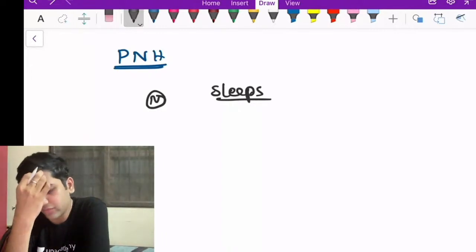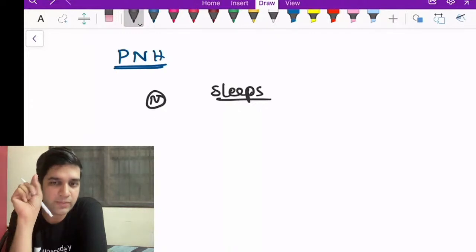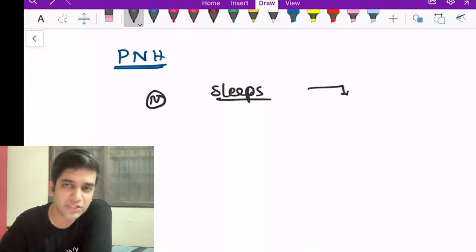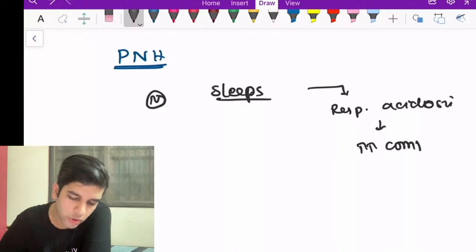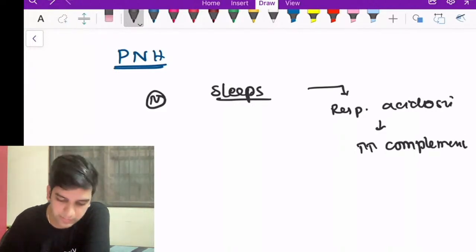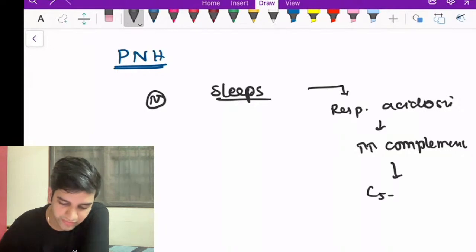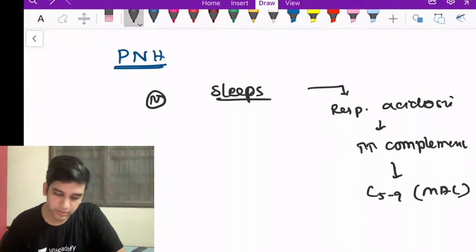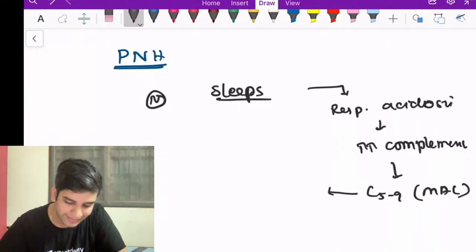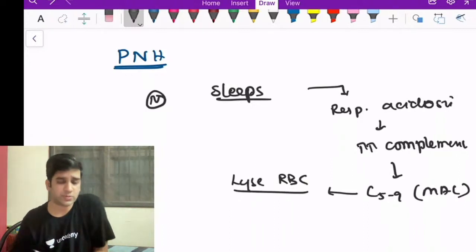So what happens is, I will have a reversible respiratory acidosis. This acidic environment will activate complement. So when complement gets activated during sleep, this person will have C5 to 9, the MAC complex. See, complement is a plasma protein, so obviously the plasma protein complement in the circulation will get activated. When the MAC complex forms, can it lyse RBCs? It can lyse RBCs, WBCs as well as platelets, right?